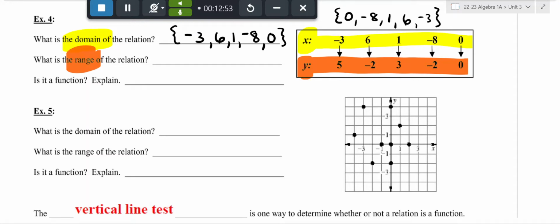Range is going to be 5, -2, 3, and -2 repeats, so we're not going to write that twice, clear? And then 0. All right, so that's the set for the range. And now the question, is it a function? Well, let's look. Every input has one mapping, see?